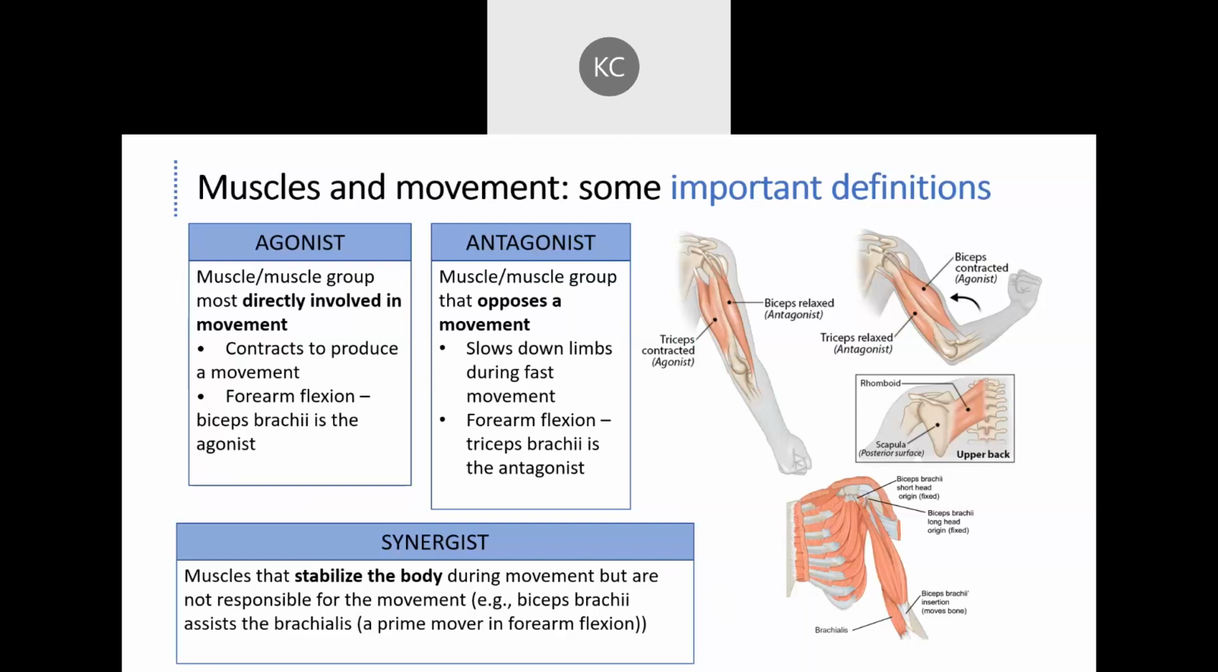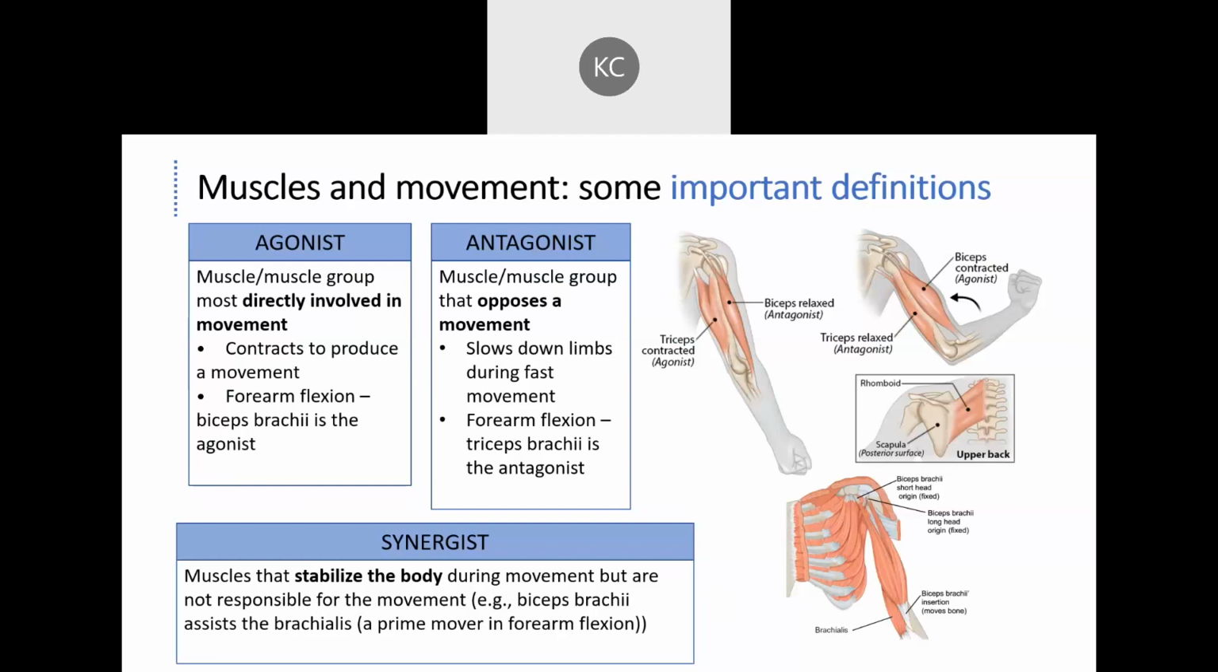An antagonist is a muscle or muscle group that is opposing the movement of the agonist. Anytime you're talking about an agonist or antagonist, you have to be specific to a particular movement. You can't just say the biceps is an agonist or the triceps is an antagonist, because they're both agonist and antagonist depending on what type of movement you're referring to. If you're talking about forearm flexion, biceps is the agonist. It is producing that movement. That muscle group is causing flexion of the forearm, causing flexion of the elbow.